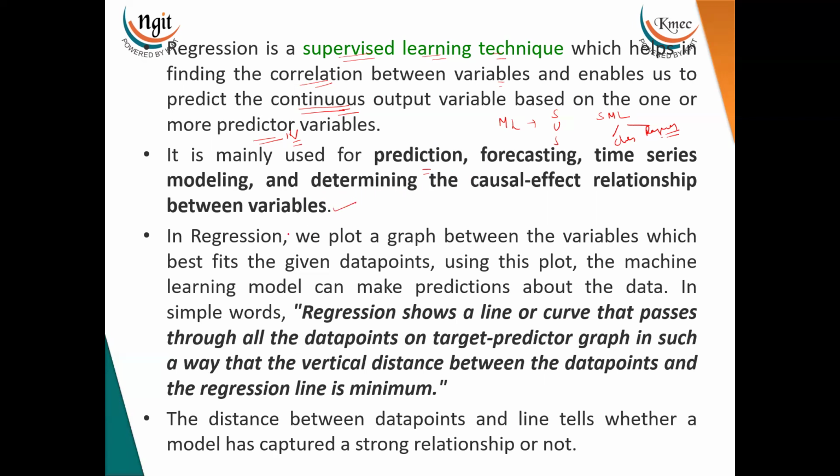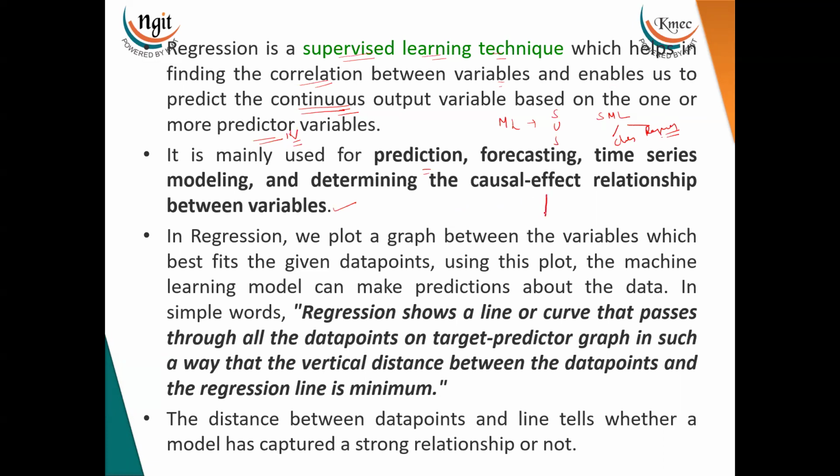So what do we actually do in regression? We plot a graph between the variables which best fits the given data points. And using this plot, the machine learning model can make predictions about the data. In simple words, regression shows a line or curve that passes through the data points on the target-predictor graph in such a way that the vertical distance between the data points and the regression line is minimum. Let me explain this.